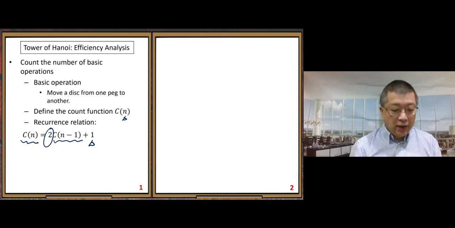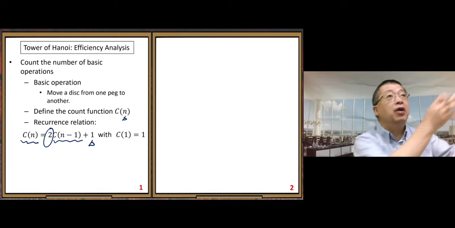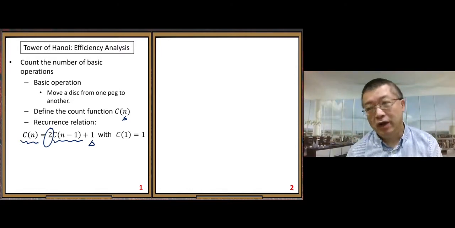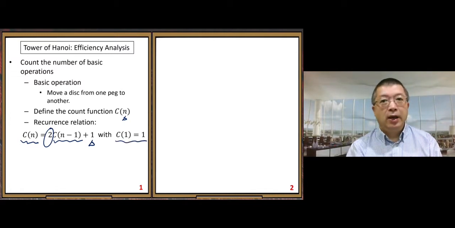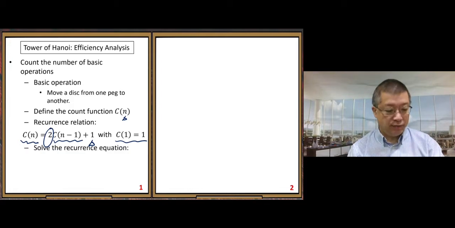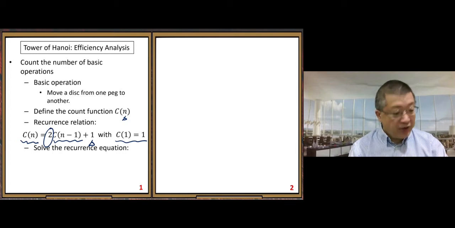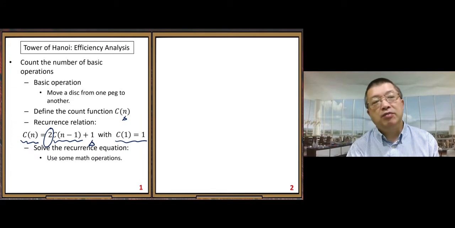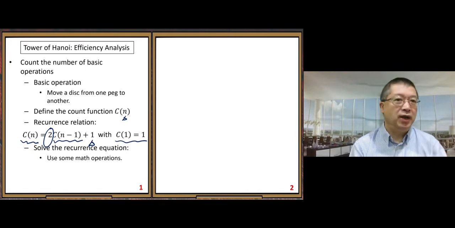All right. Then the base case: if there is one disk, size 1, you only make one move. That's trivial, but that is our base case. C of 1 equals 1. Now we need to solve this problem, solve the recurrence relation. This time, we need to use some math technique to solve it.